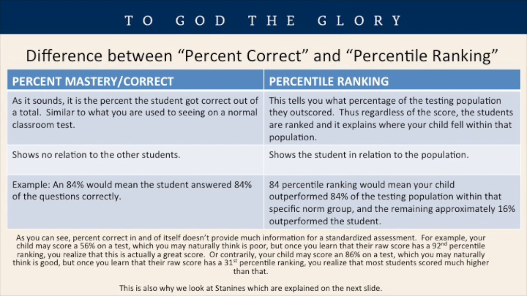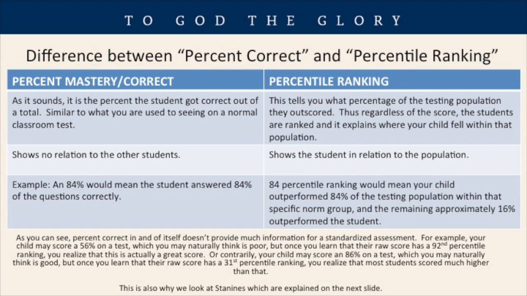So as you can see, the percent correct on the left side of the chart in and of itself really doesn't give you much information for a standardized assessment other than how many they got right. For example, your child could have scored a 56% on a test. You might see that score and think, wow, that's not that great. But once you learn that that raw score actually puts them in a 92nd percentile ranking, you realize that 56% was actually a great score.